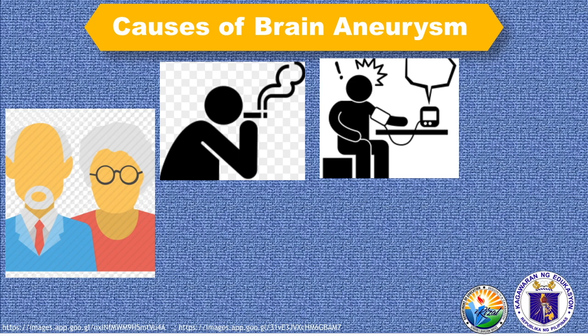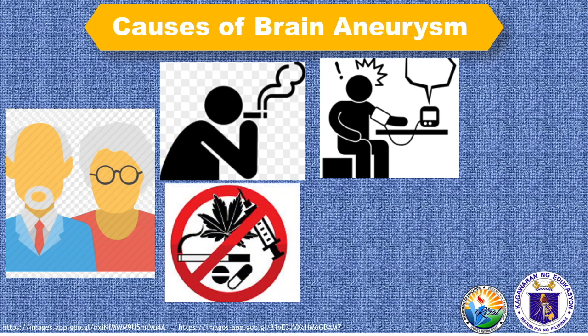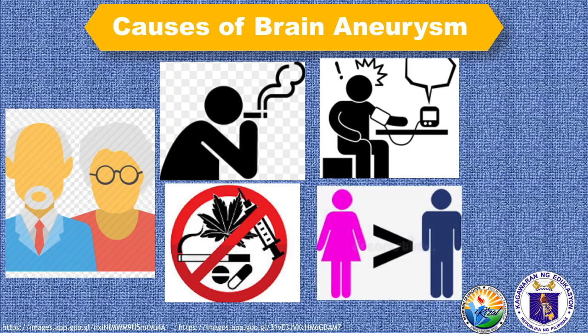The other ones are drug abuse, particularly the use of cocaine, heavy alcohol consumption, and other illegal drugs. And according to studies, brain aneurysm is more common in adults than in children. Yeah, I would agree so. Because, of course, older people have a lot of bad practices or vices as compared to children. And other research also claimed that brain aneurysm is more common in women than in men.